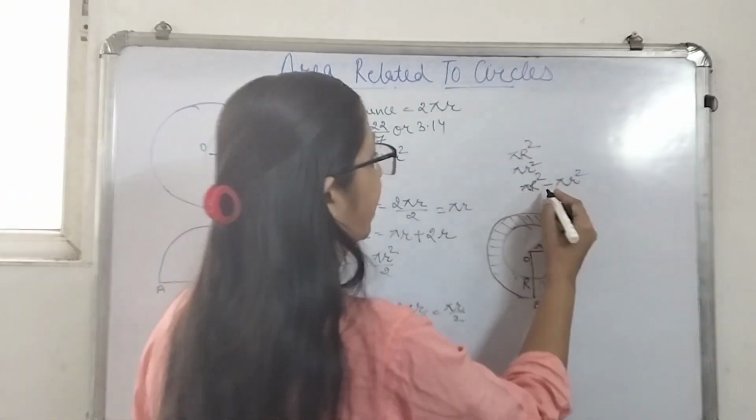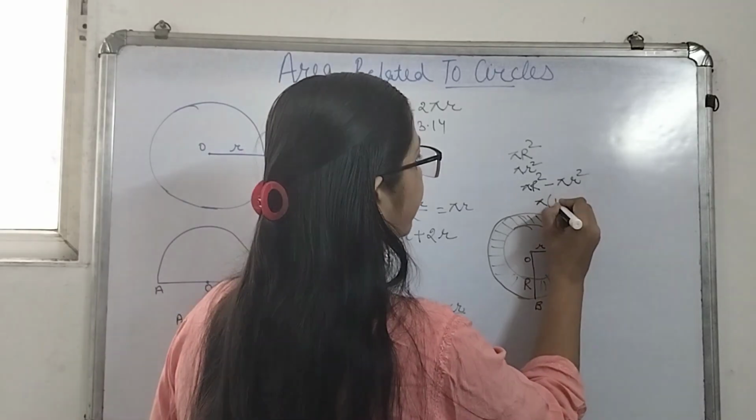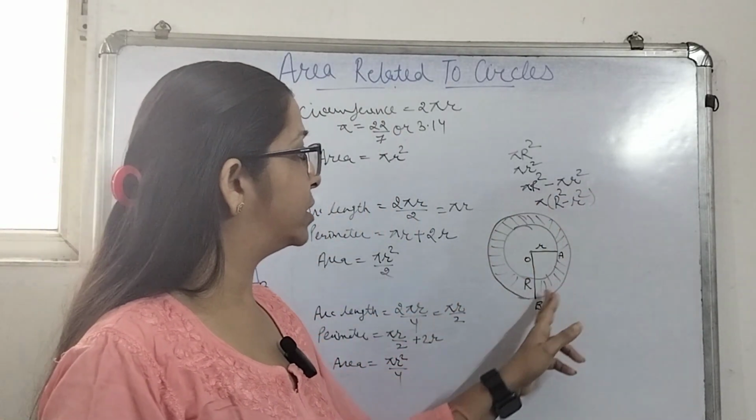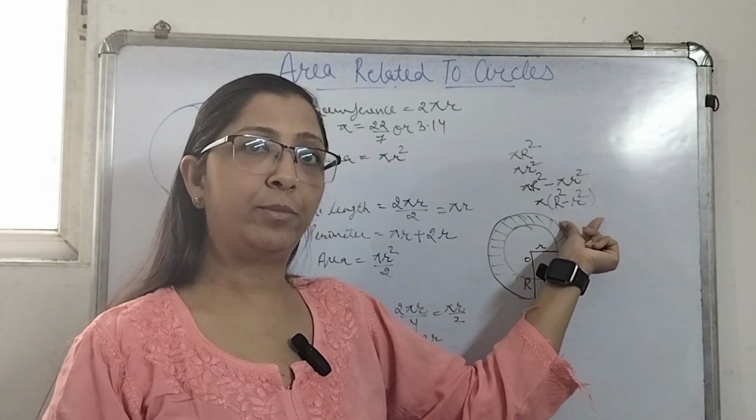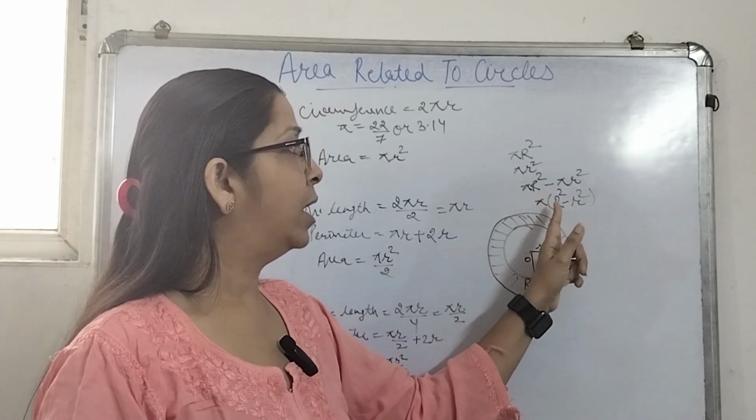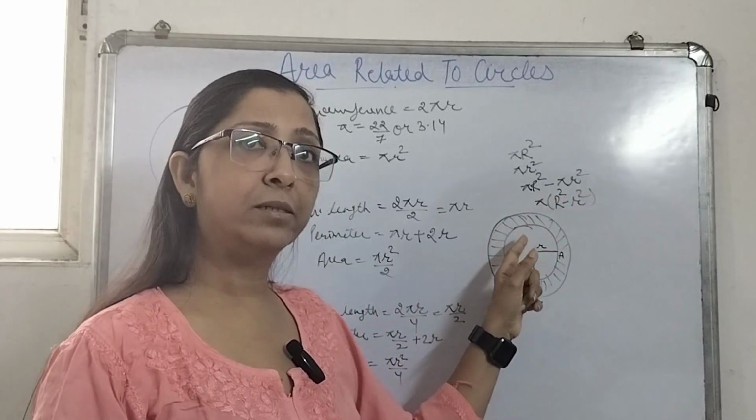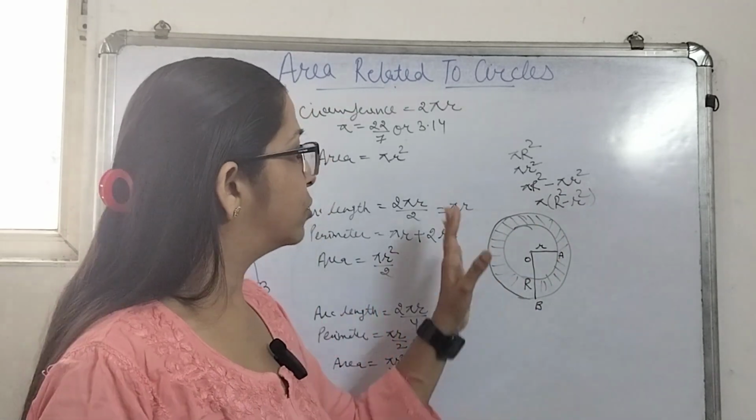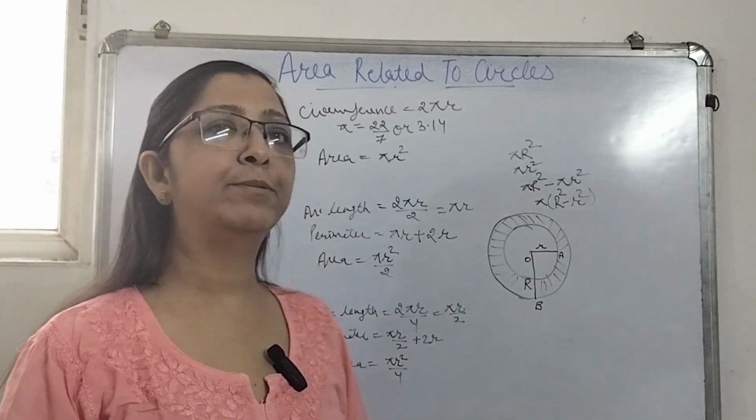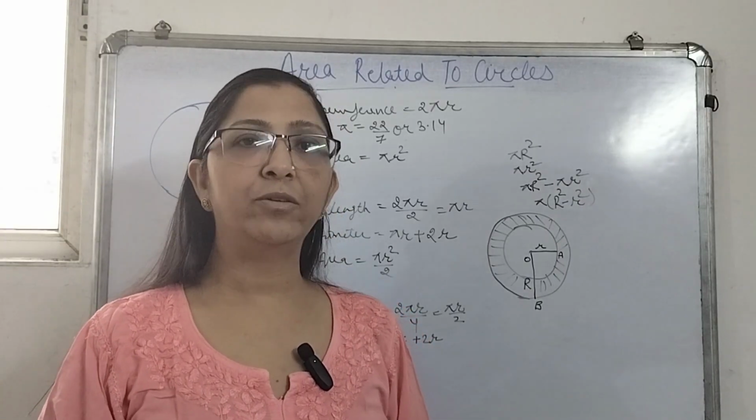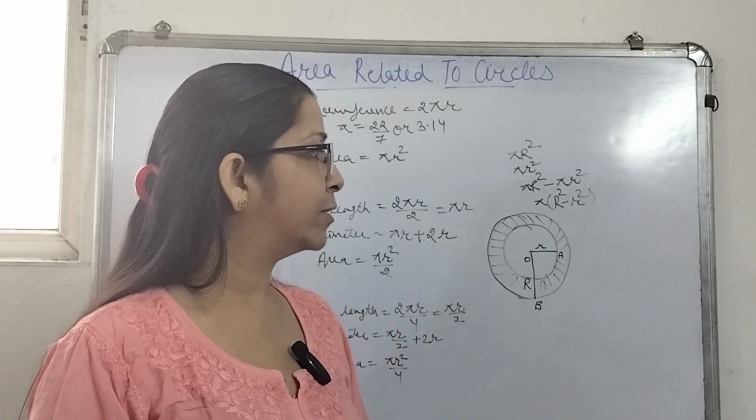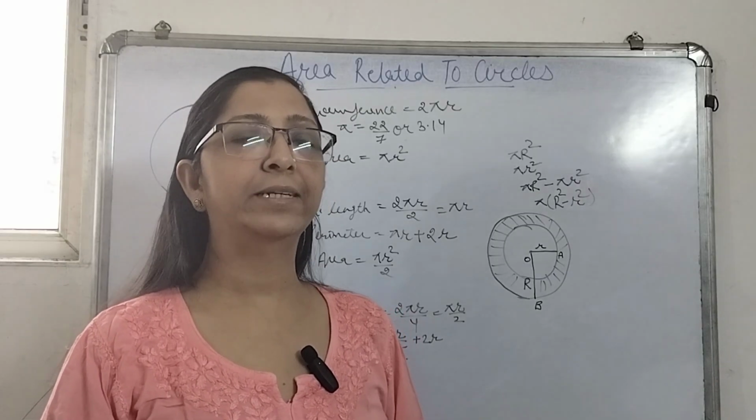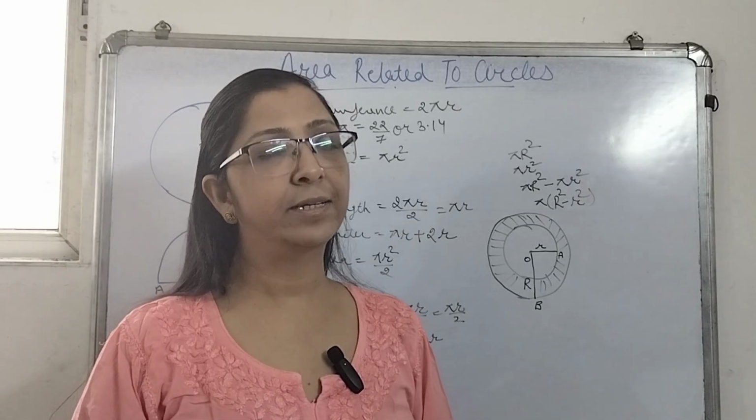Here we can see that pi could be taken common and it will be R square minus r square. So the area of this ring could be found using this formula, where again pi is a constant, R is the radius of the bigger circle and small r is the radius of the smaller circle. So this is how these concepts will be used in this chapter for solving many questions. We'll be seeing what a sector is, what a segment is, and how to find the areas of sectors, segments, arc length, all this in this chapter.